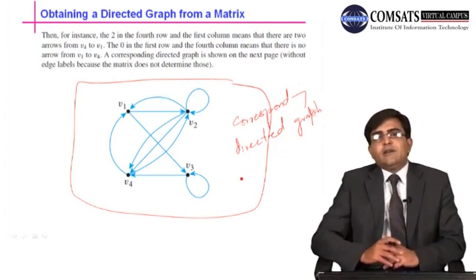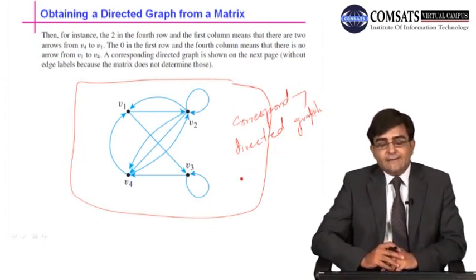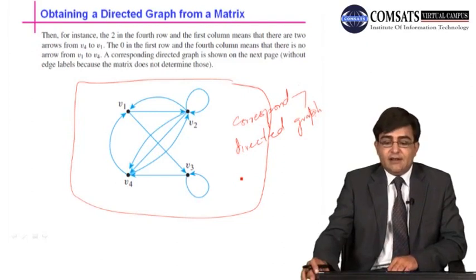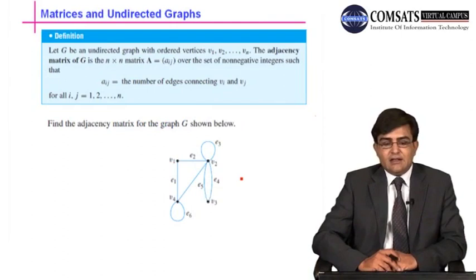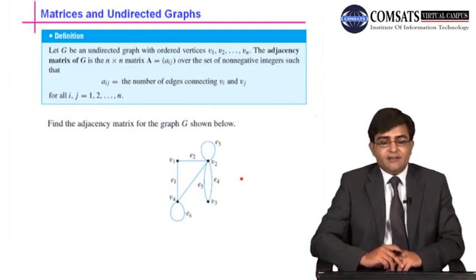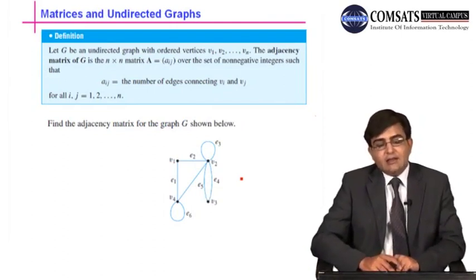So this is how we can construct a directed graph for a given adjacency matrix. Next is basically matrices and undirected graphs. What is the formal definition of this undirected graph? How to construct the adjacency matrix?